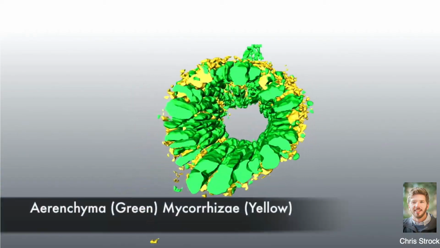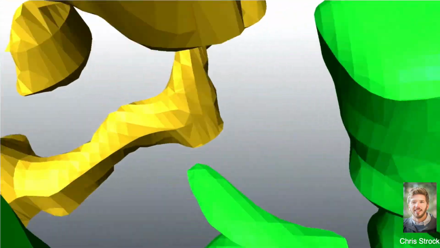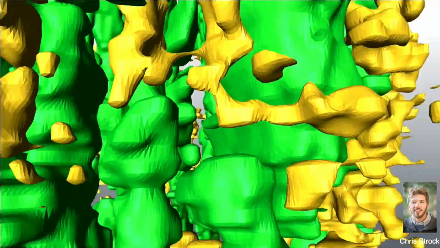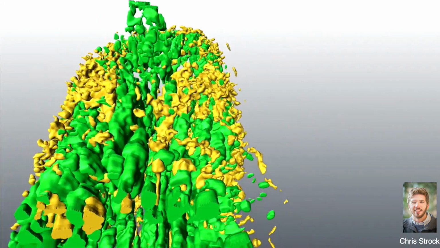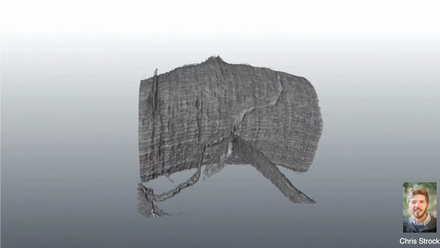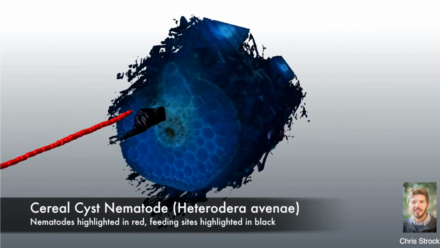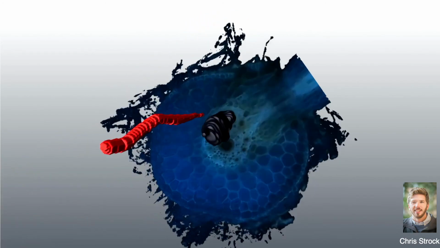Here's an example showing a field-grown maize root with root cortical aerenchyma in green and mycorrhizal fungi in yellow, showing that the fungi do not inhabit aerenchyma lacunae. Here's another example showing nematode feeding sites in a field-grown barley root.